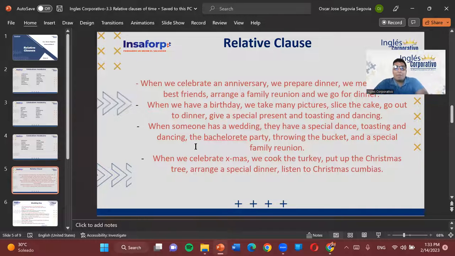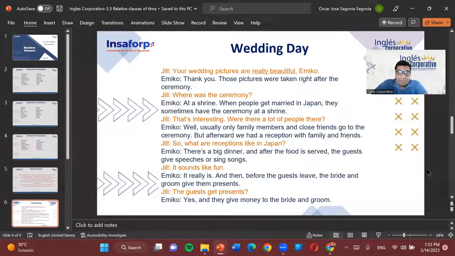Así que sí. Muy bien. Entonces, these are ways in which we can explain what we do when we have different occasions, when we celebrate different things. You see here, for example, that the first one is when we celebrate, the same as the last one. Then on this one is when we have, not necessarily when we celebrate, but when we have. Then you have when someone has. Sí, cuando alguien más, ¿verdad? Celebra esto. Entonces son diferentes formas de poder explicar las actividades que se pueden realizar en diferentes momentos, en diferentes ocasiones. Pero bueno, vamos a pasar a lo siguiente.